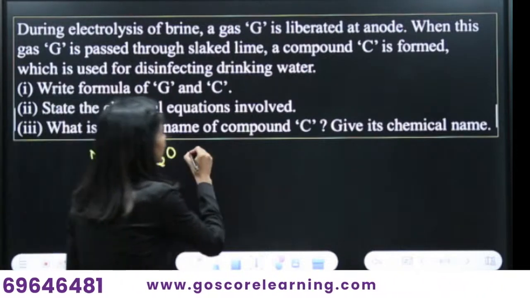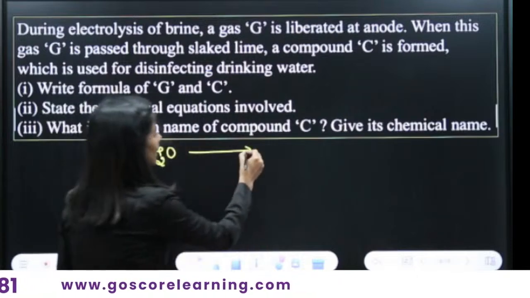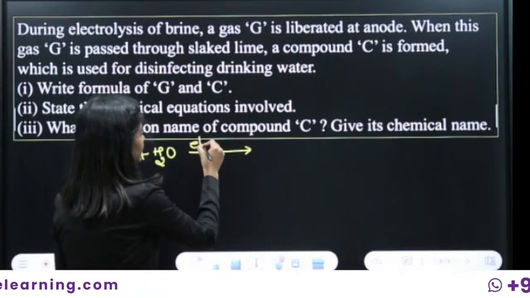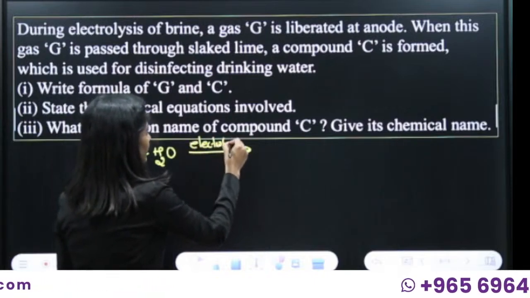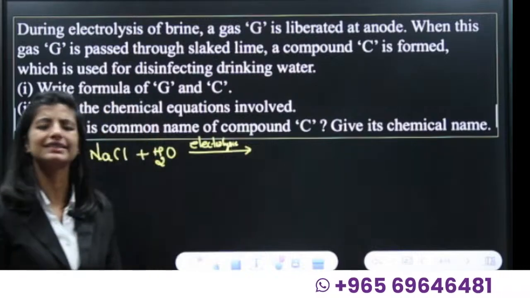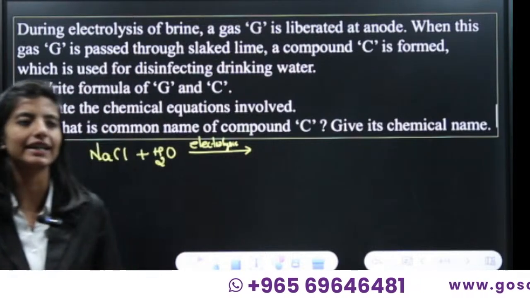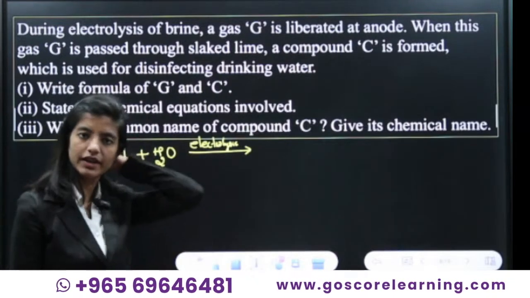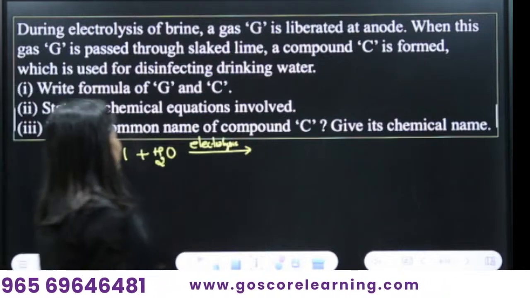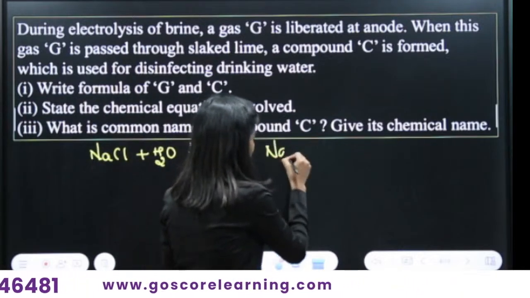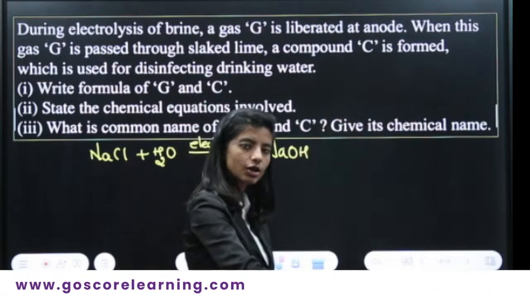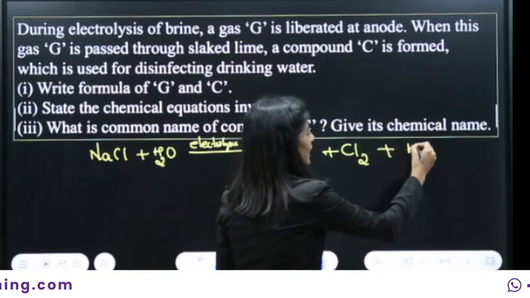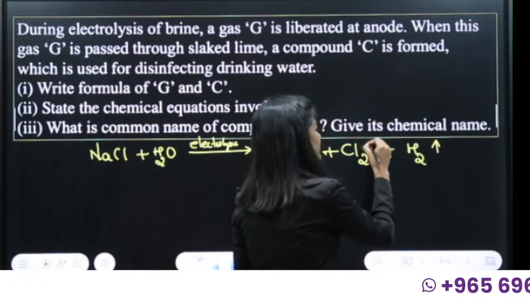So when we do the electrolysis right over here, what is electrolysis? It's just a decomposition reaction itself, by using electricity. Now what happens is that we are going to get NaOH, that's your caustic soda or sodium hydroxide, along with chlorine gas and hydrogen gas. Both of them are gases which can liberate.